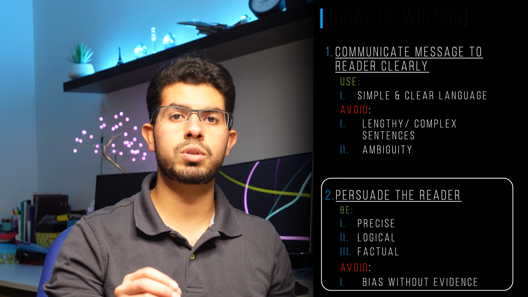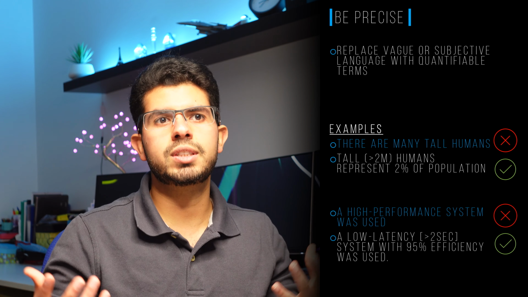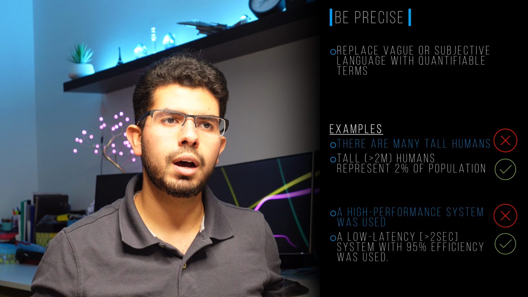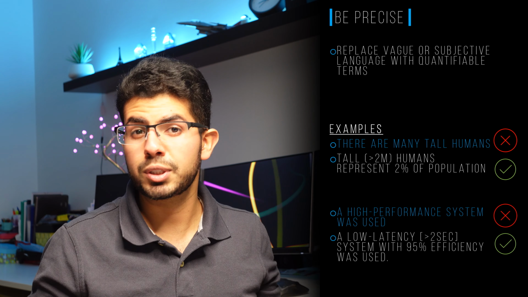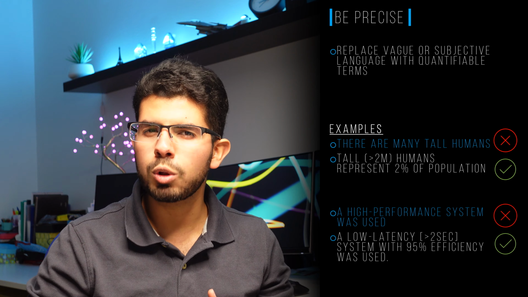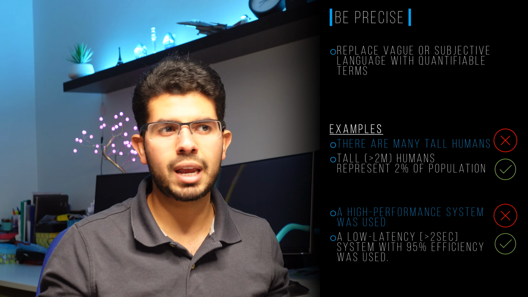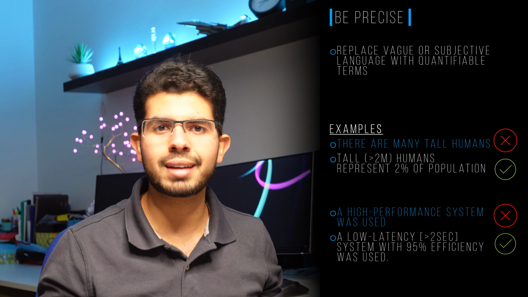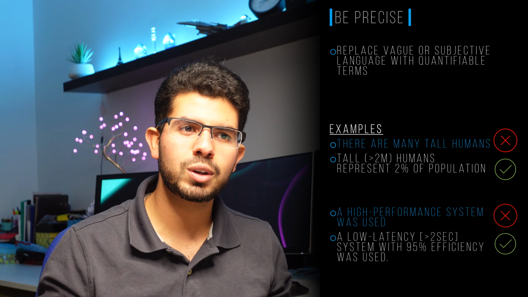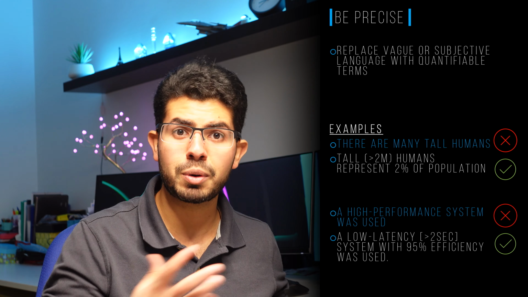And you want to make sure that to do so, you're being precise. You want to avoid vague or subjective terms. If I was to say there are many tall humans, then that's not really precise. You want to define what tall means. Does that mean more than 1 meter high, or what does that mean? And when I say many, which is quite common, what does many mean? How many is many? So is it, say 2% of the population? Is that many, or is that 3%, etc.?